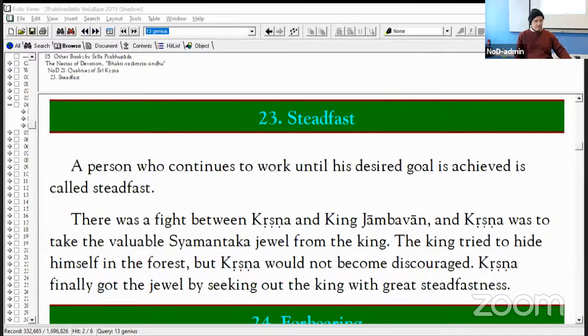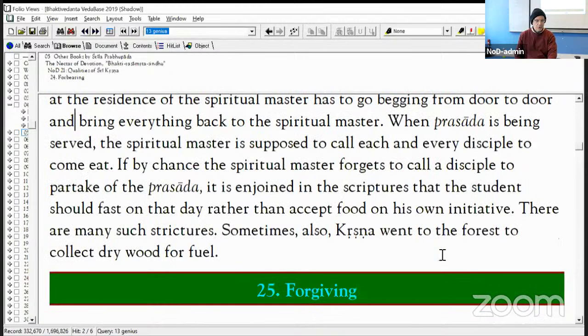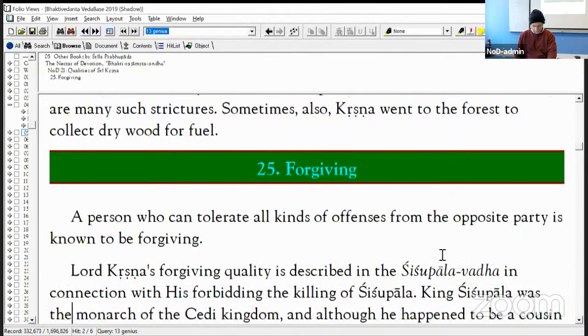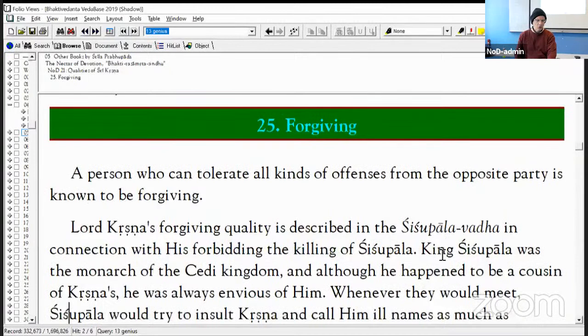Okay, Danta, tolerant. 25, Kshama Shila. So that's almost the same in our translations. Kshama means forgiveness. So 25 is forgiving. A person who can tolerate all kinds of offenses from the opposite party is known to be forgiving. Well, maybe you can tolerate a few kinds of offenses, but not all kinds of offenses. How many kinds of offenses are you ready to tolerate?